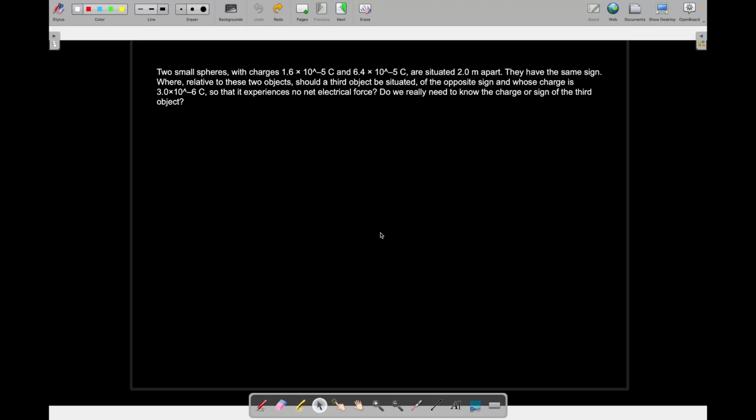Now, the real question we are going to be answering is, do we really need to know the charge or sign of the third object? Nevertheless, I will still go through how to numerically solve for the location where we're going to place the third object so that it experiences no electrical force.